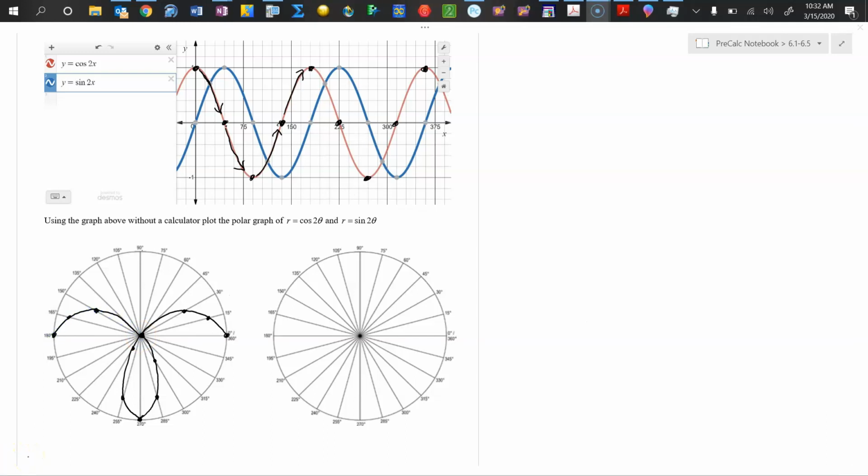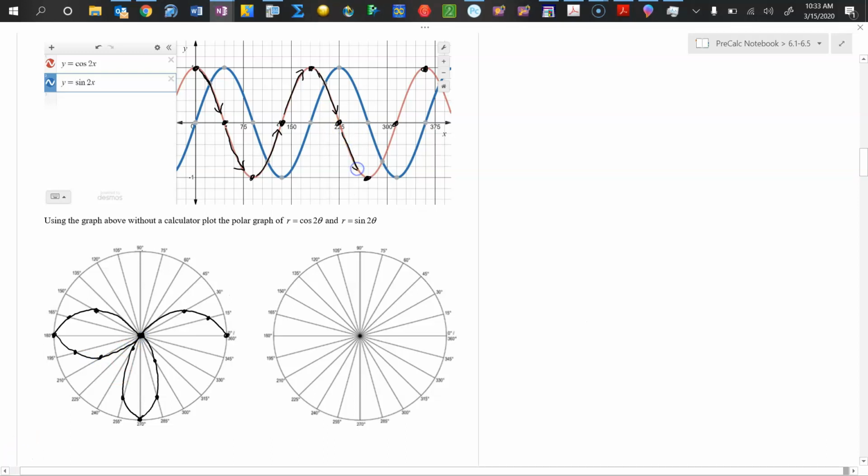Between 180 and 225 degrees, r is going to decrease from 1 to 0. So on our polar graph, at 195 degrees, for example, r is pretty close to 1, but not quite. At 210 degrees, we are going to be at 1/2, and if we continue on that way until we get to 225 degrees, we'll be back at the pole.